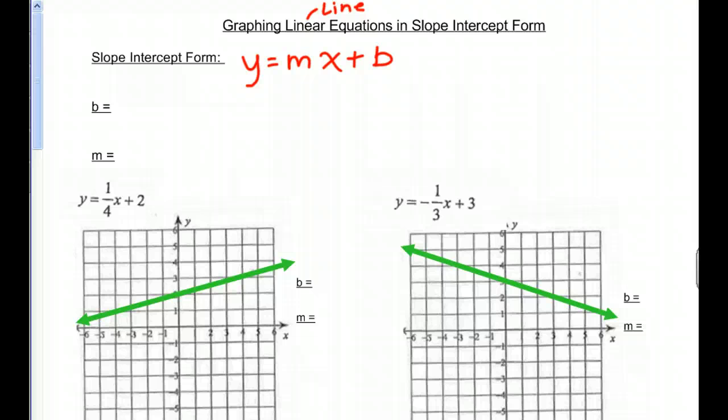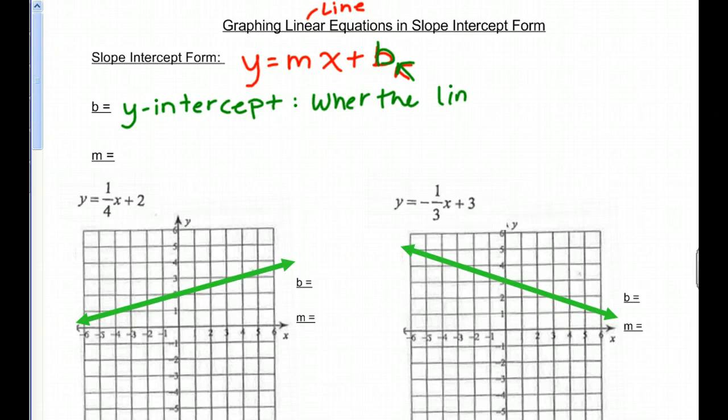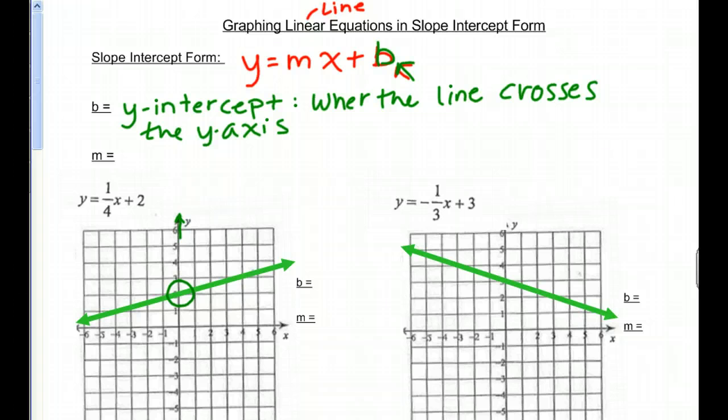So b here, we're going to label with green. B is equal to the y-intercept. Intercept. And what does it mean? It means where the line of the graph crosses the y-axis. So if you look down here, the y-axis is right here. It goes straight down. And the intercept is where the line crosses the axis over here on this one.